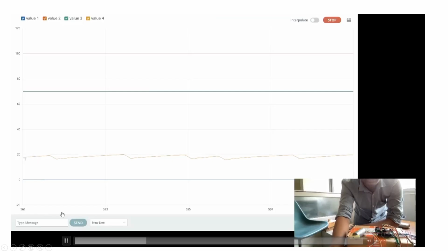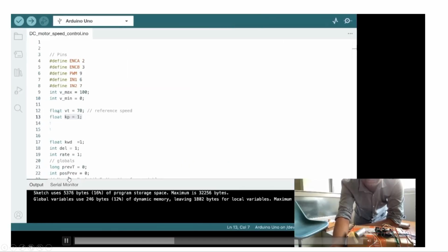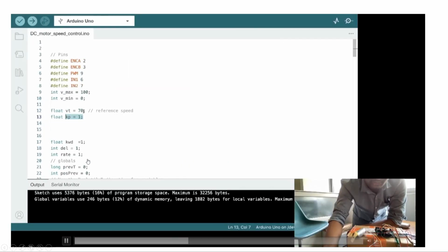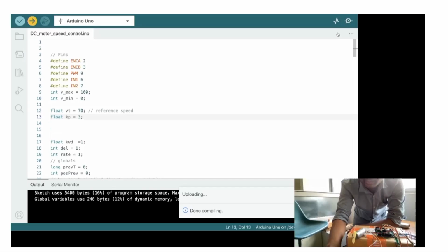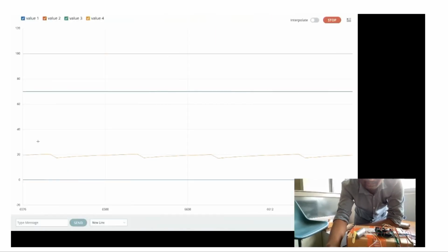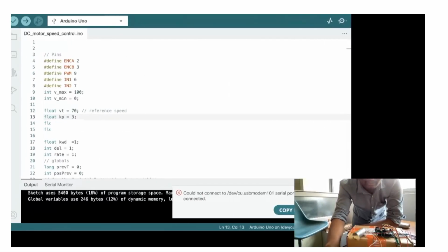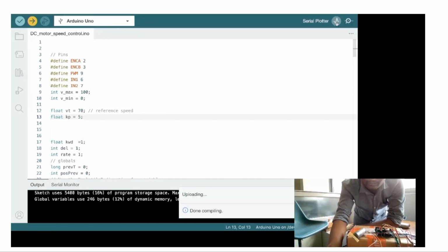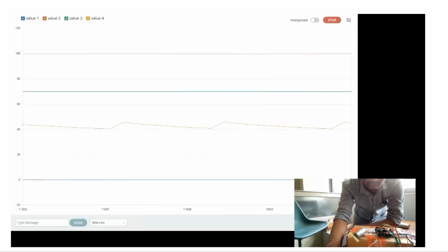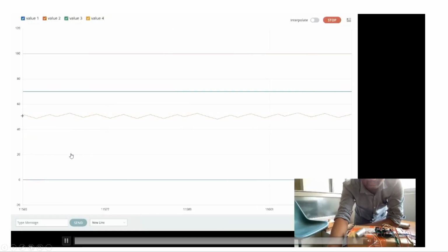What happens if I increase the value of Kp? You see if I increase the value of Kp, the steady state error decreases. But does it become 0? No. If you keep on increasing, even then it will not become 0. See, if I make it 5, even then you see the value is not going to 0.